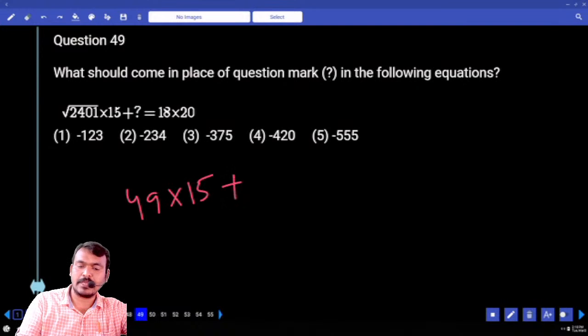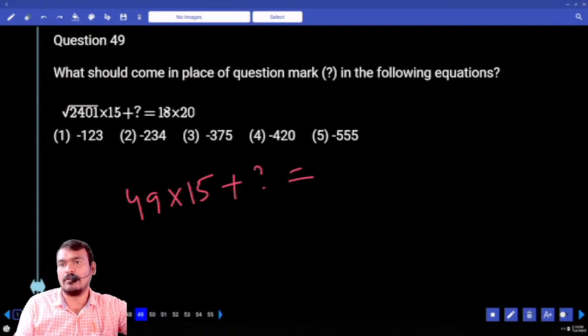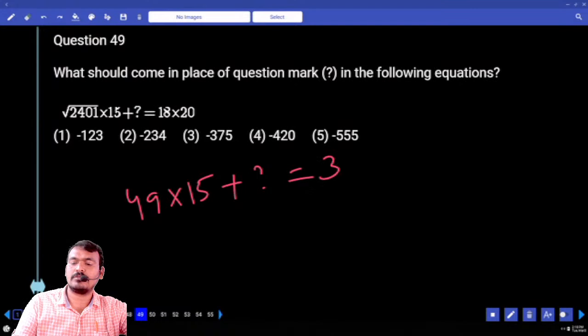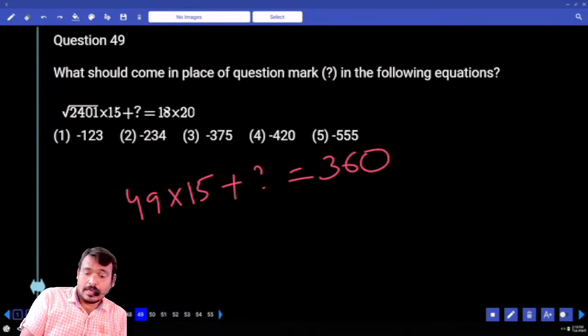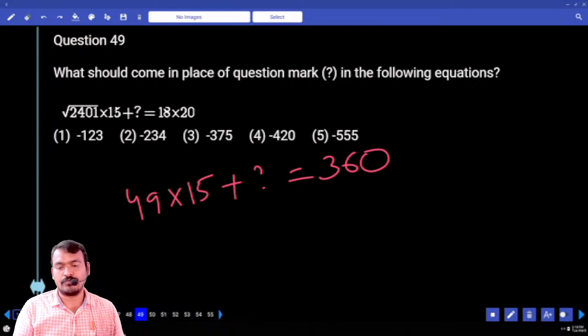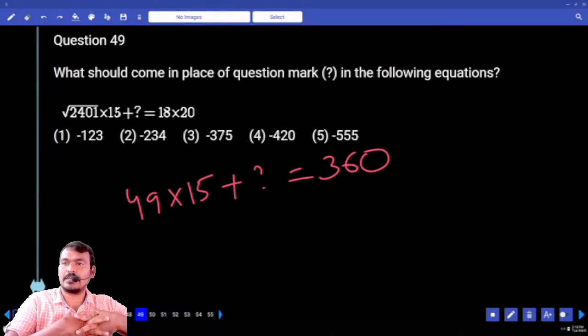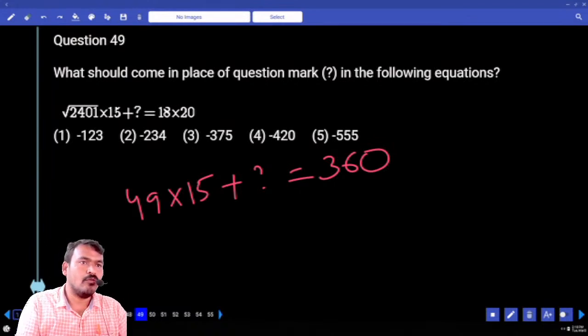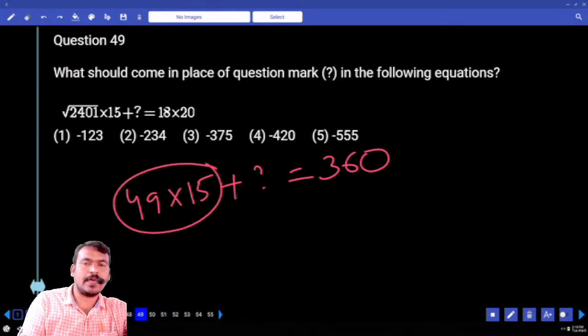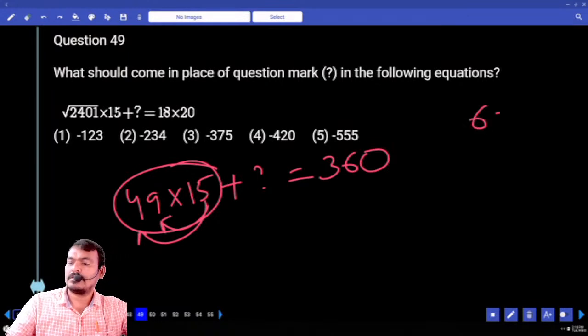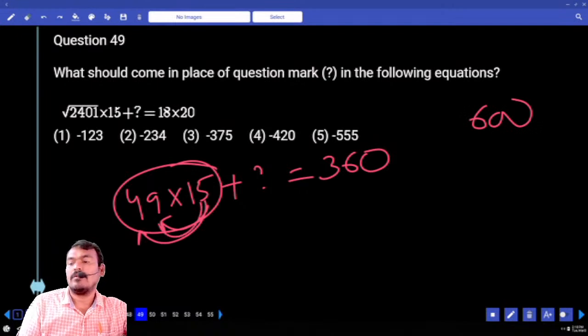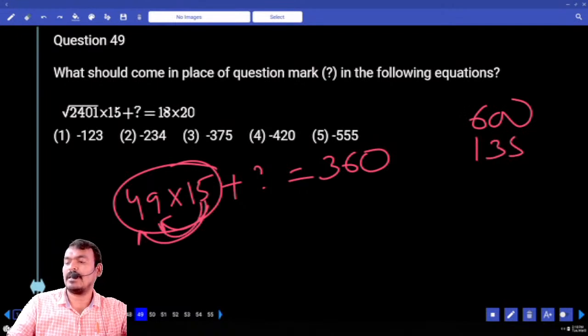15 plus something equal to 18 into 20, or not? 18 into 20 means how much? 360, or not? 360. What is the left hand side value? 49 into 15, but the right hand side value 360, or not? Obviously we get the negative value or positive value? Negative value. 49 into 15 times means 15 40s and 15 9s, are not. 15 40s means 600. 15 9s are 135.